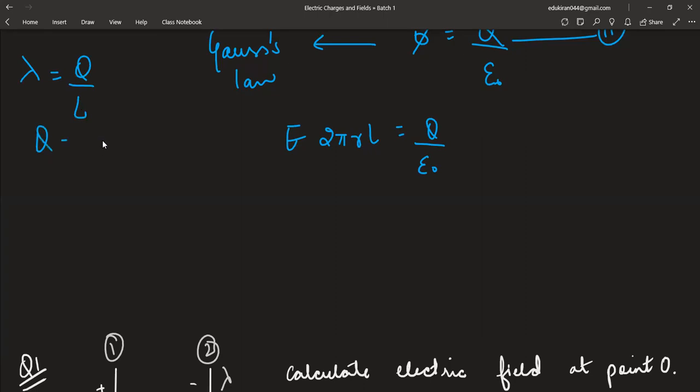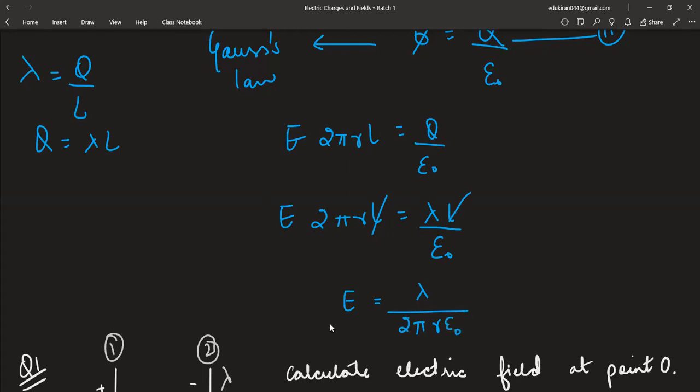So what is Q equal to? Lambda into L. Put this also here in this equation. So E into 2 pi R L is equal to, what is Q? Lambda into L divided by epsilon naught. Length would be cancelled. What is the electric field? Lambda divided by 2 pi R epsilon naught. Look, this is the value of electric field that we'll get for an infinite wire.